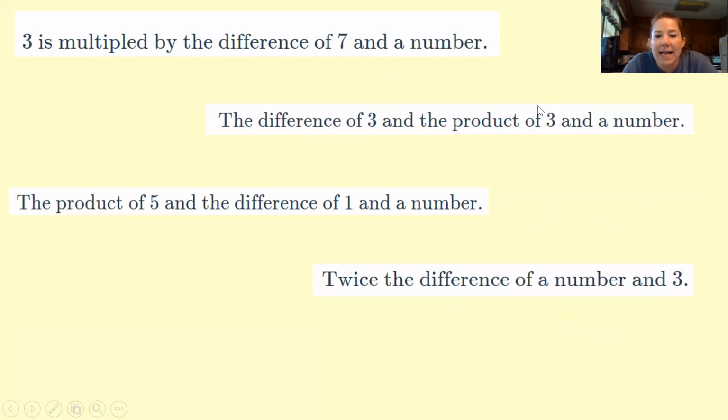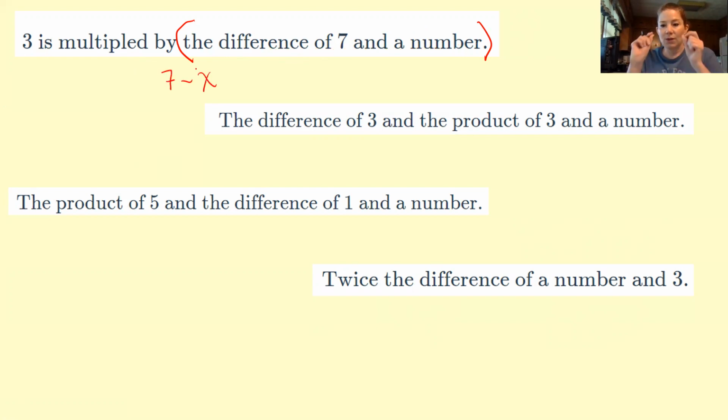All right, now the last section on Delta Math you're going to do is writing. You're going to get word phrases and you have to write them as an algebraic expression. Okay, these can be tricky, so think about what you're doing. It says 3 is multiplied by the difference. The difference, we've got to keep this together. The difference of what? The difference of 7 and a number. We have to keep that together. The difference of 7 and a number, that means subtraction.